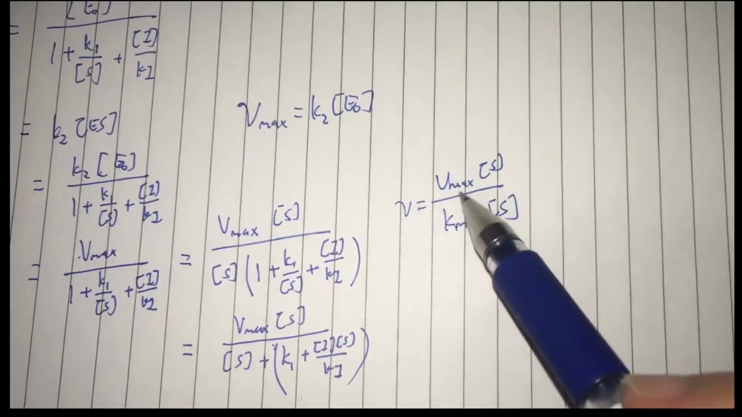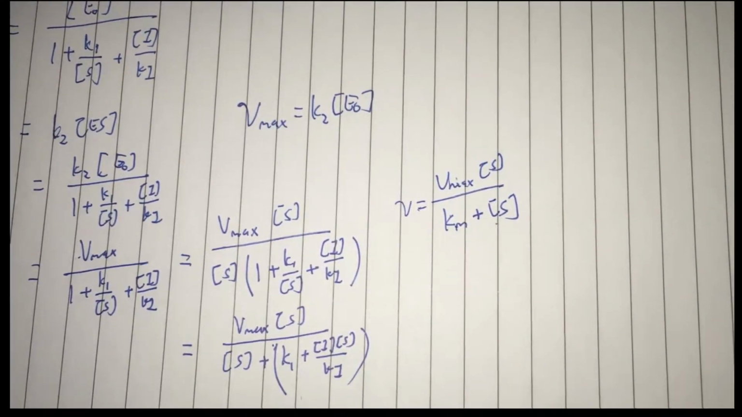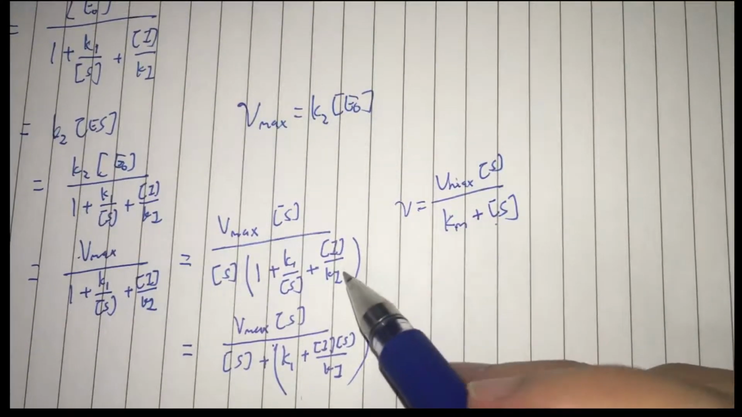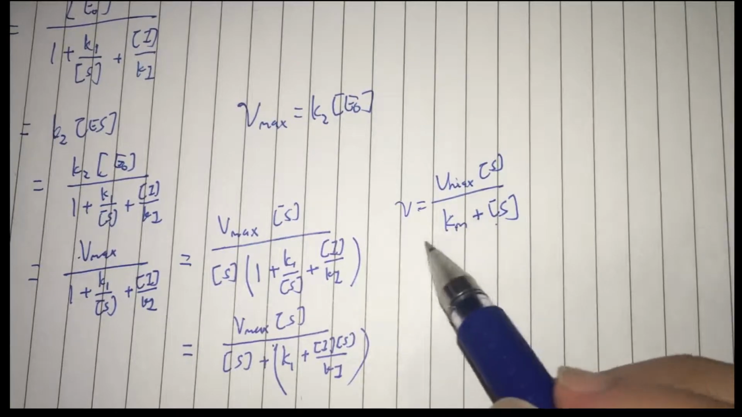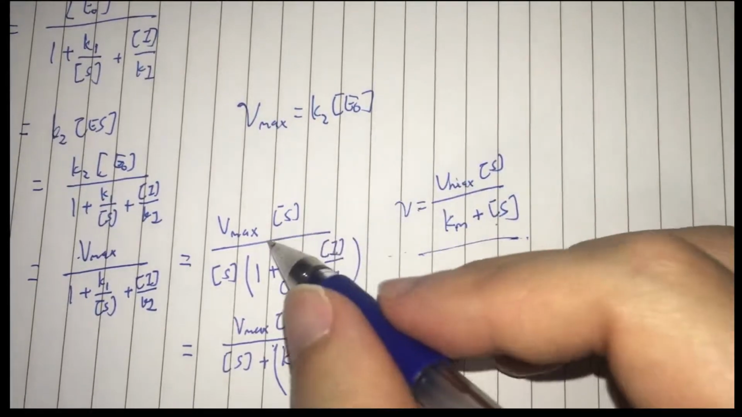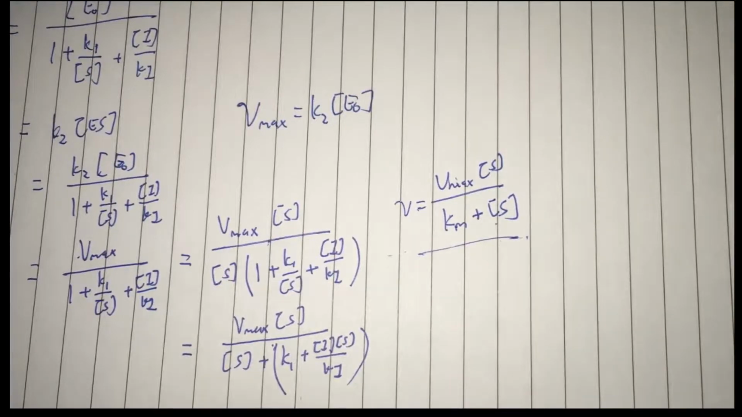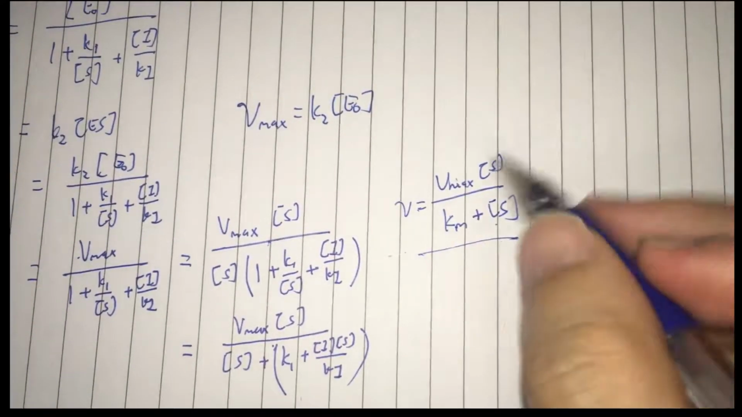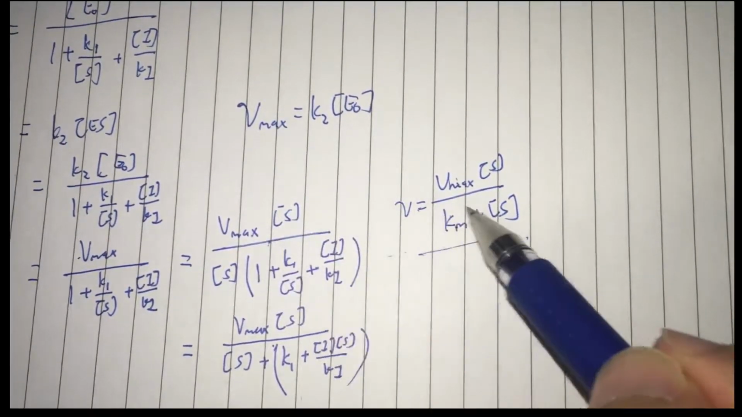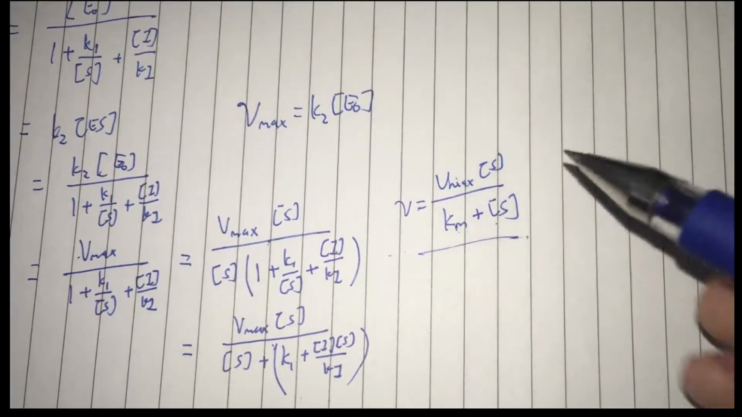But we want it to look like this so that we can compare the uncompetitive inhibition reaction kinetics to the conventional uninhibited reaction kinetics. So this is the inhibited, this is the uninhibited. We want to have some sort of mathematical comparison. And to do that, we want to take all these equations and make it into this form where we have one Vmax and one Km as constants.